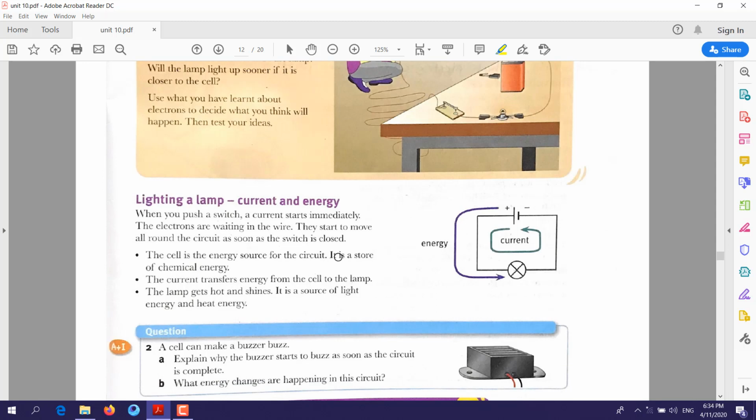Lighting a lamp, current and energy. Any lamp, to light up, needs what? It needs energy. So this energy will move, as you can see here. It's moving from positive to the negative.